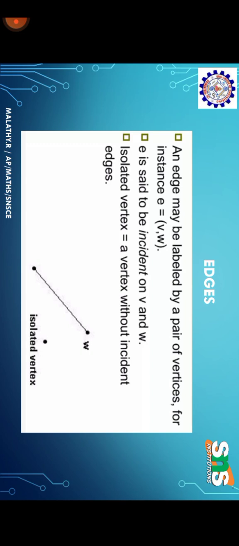Isolated vertex: a vertex without an incident edge is called an isolated vertex. That means the vertex should be alone. From that vertex we never get any incident edge.